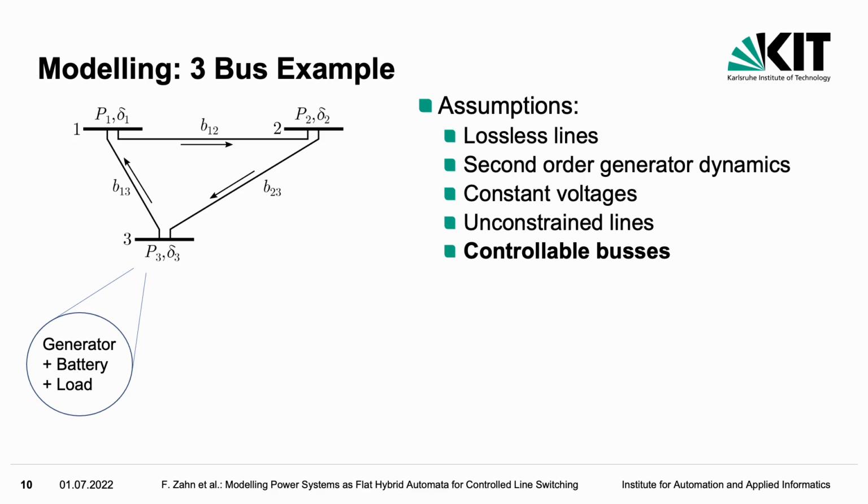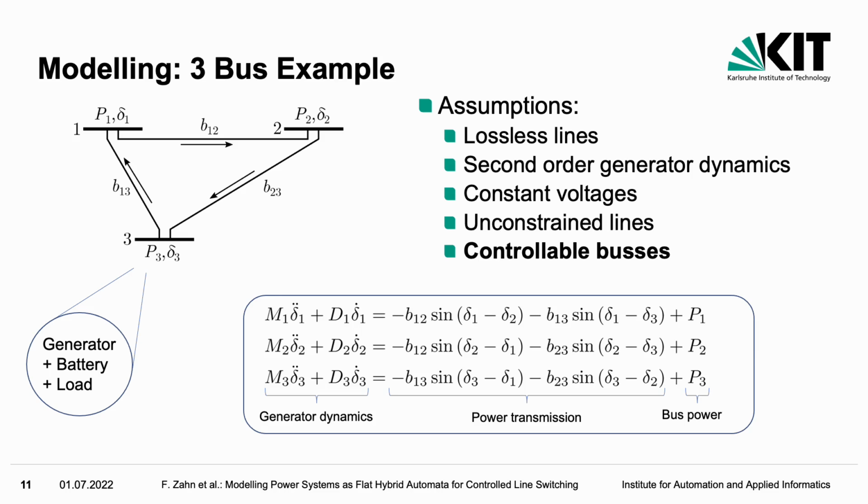This is achieved by stating that at every bus we have a generator and a load, but we also have some type of storage to balance the output of the bus. In our case, we just assumed a battery, but we didn't model the dynamics of the battery. This leads to very simple equations.